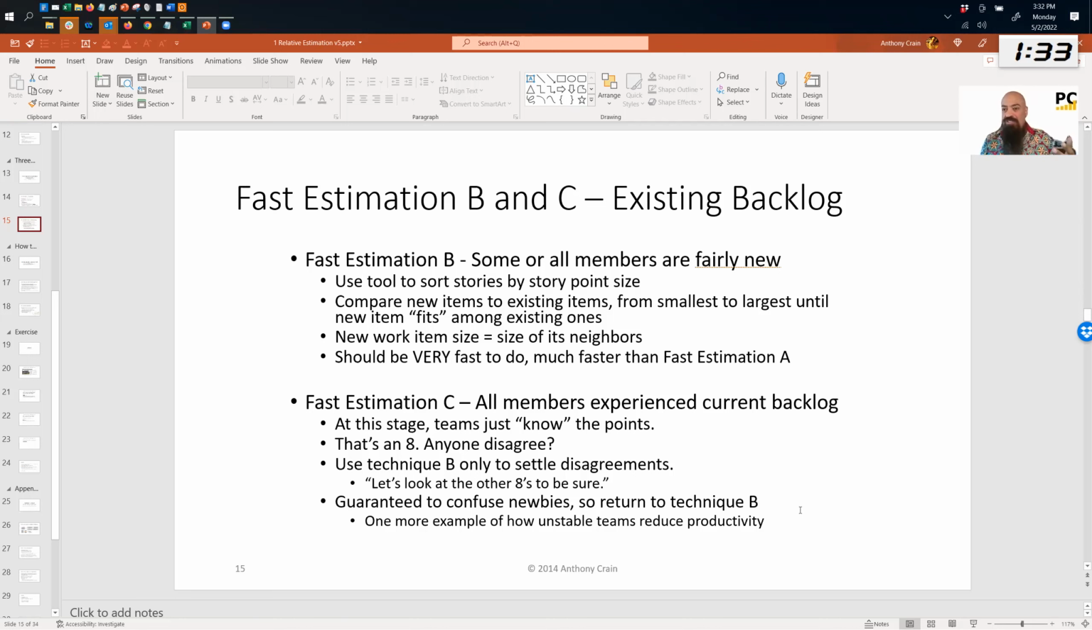So it's really fast because now we're no longer relatively estimating to a list, which is what you do when you're an A. In B, you're really estimating based on your own experience. And that only happens when you're stable, when you have a stable backlog. So much, much faster. And then C, the problem with B, by the way, is that if you have new members, they're going to be like, 8 what? What are you talking about?